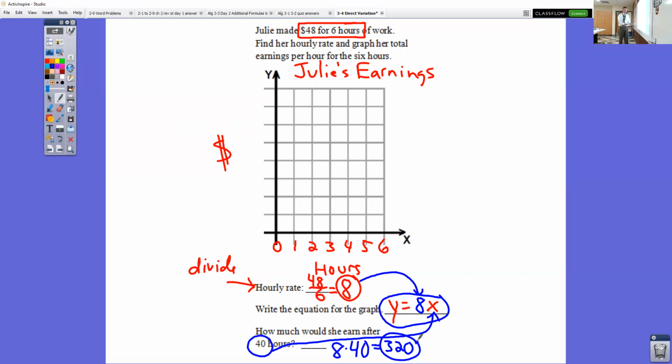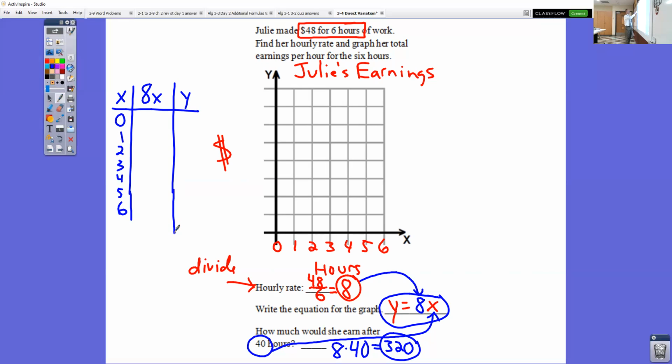Well, now what we want to do is graph this. We want to graph y equals 8x. Just like we did in the previous sections, it's sort of like graphing using the chart method that we did in 3-1. I'm going to make a little chart for myself. So our equation is 8x, so we're going to put 8x there. We need to figure out how much she earns after 0, 1, 2, 3, 4, 5, and 6 hours. So I'm going to put that in as my x values.